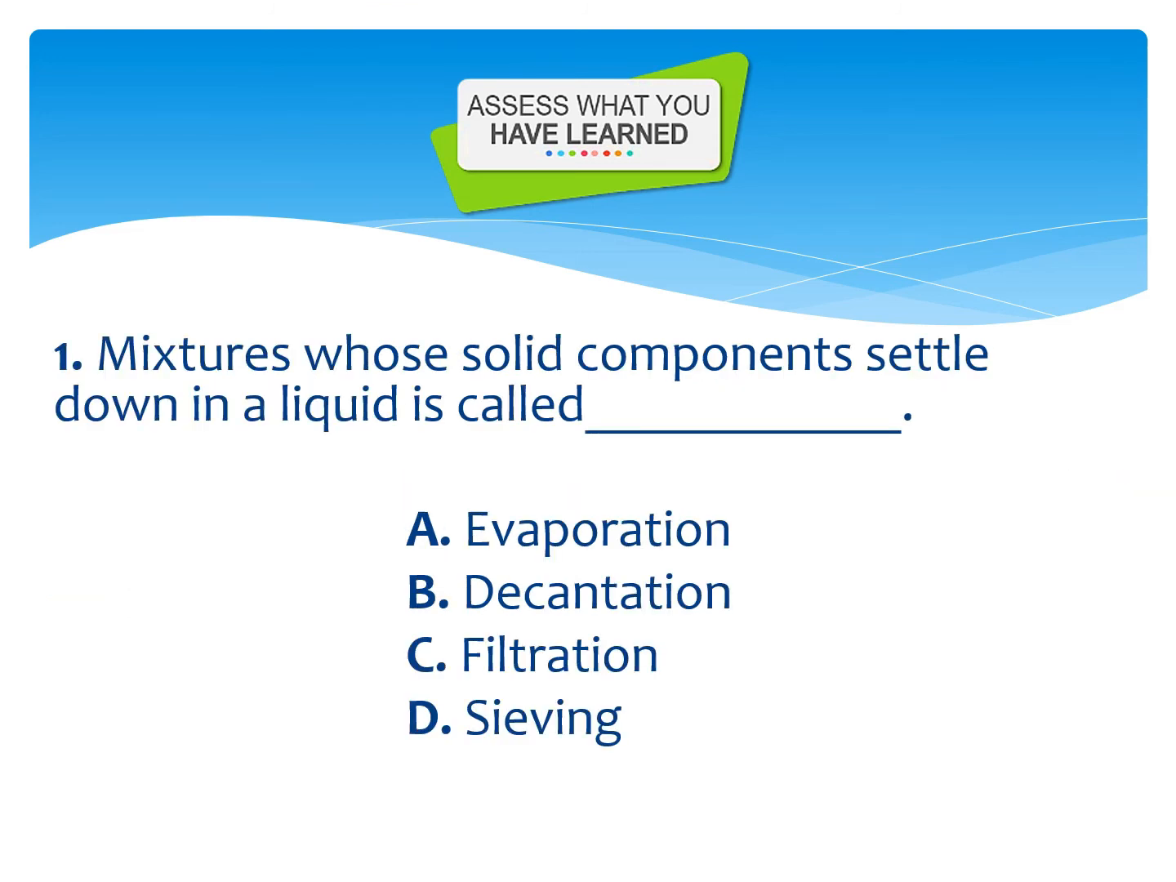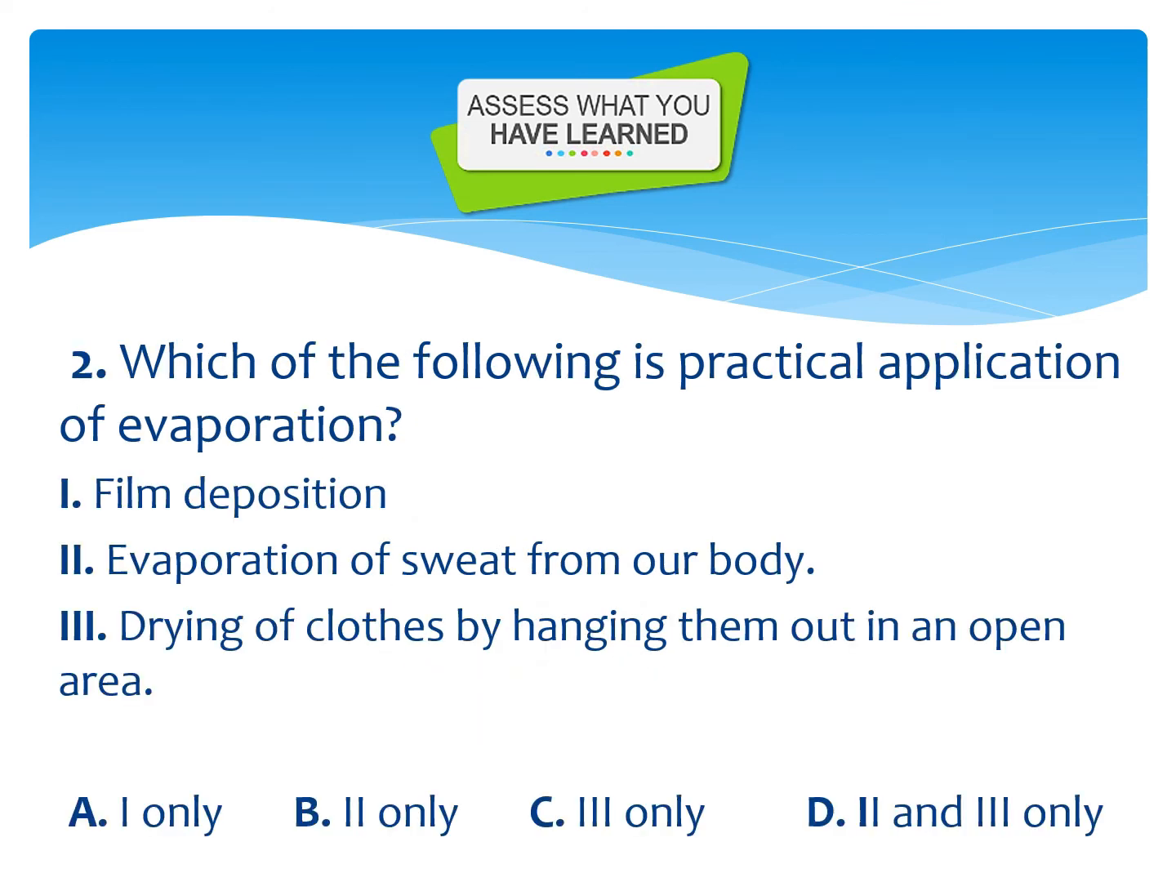Number 1. Mixtures whose solid components settle down in a liquid is called blank. A. Evaporation. B. Decantation. C. Filtration. D. Sieving. Number 2. Which of the following is a practical application of evaporation? First, film deposition. Second, evaporation of sweat from our body. Third, drying of clothes by hanging them out in an open area. A. First only. B. Second only. C. Third only. D. Second and third only.